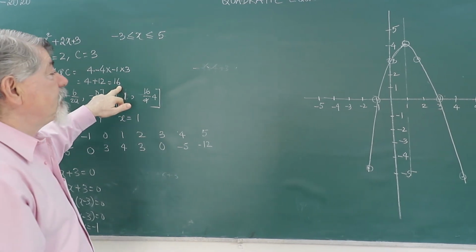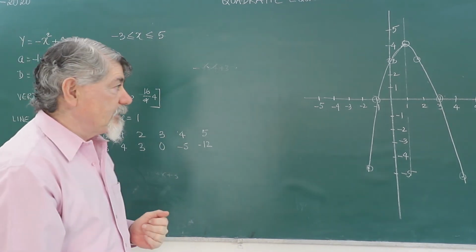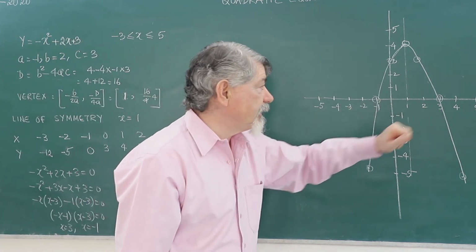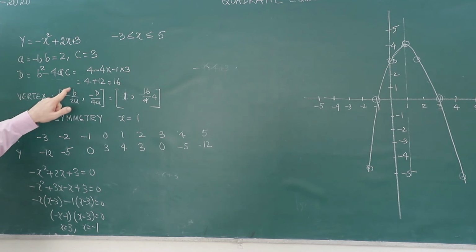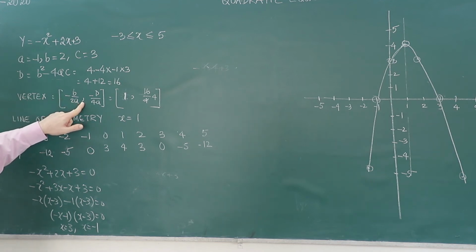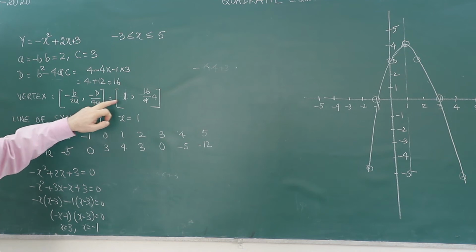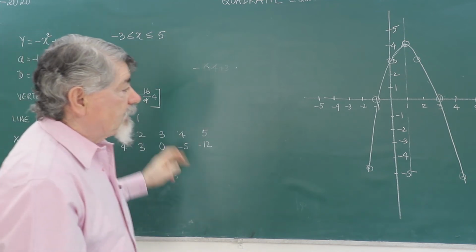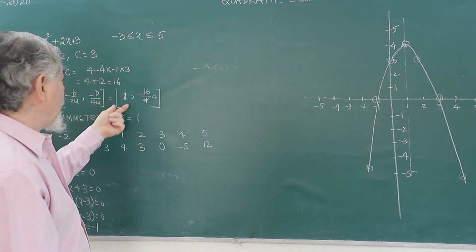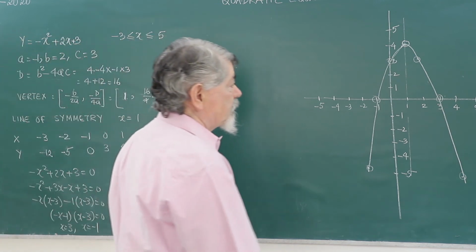So obviously the roots are going to be real and distinct, which I can see in this figure: minus 1, 0 and 3, 0. Vertex will be minus b upon 2a, comma, minus d upon 4a. That came out to be 1 and 4. And the line of symmetry will be x is equal to 1.